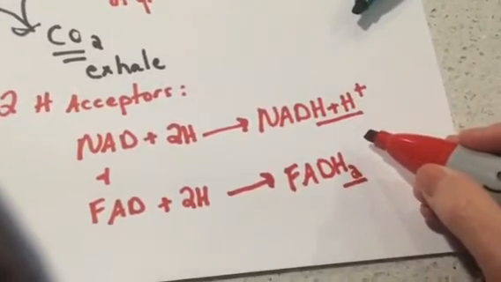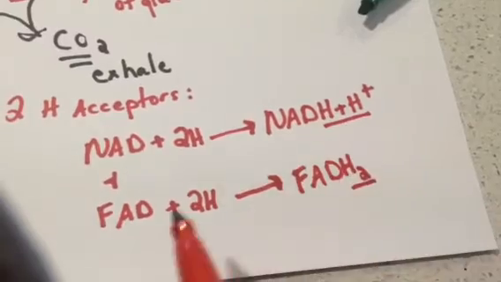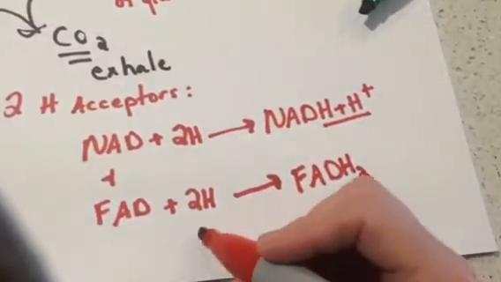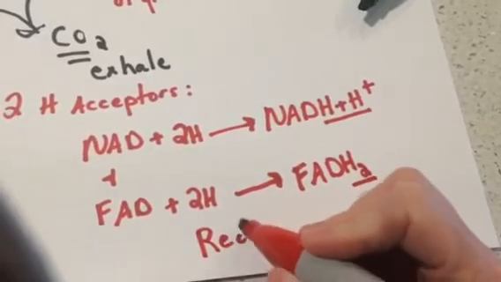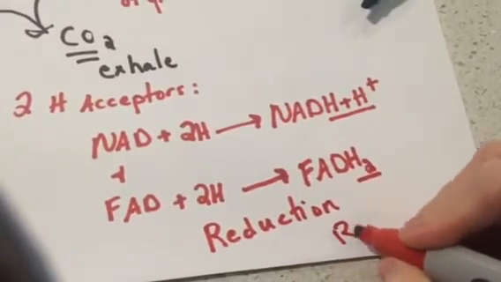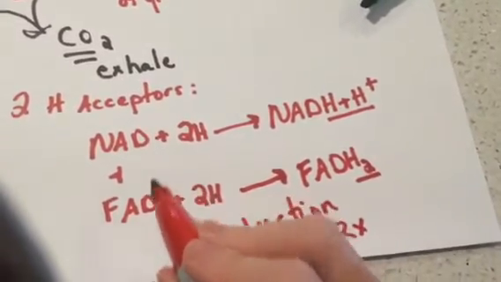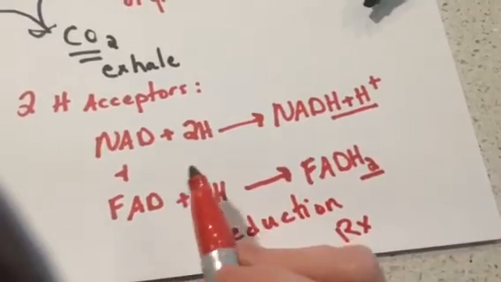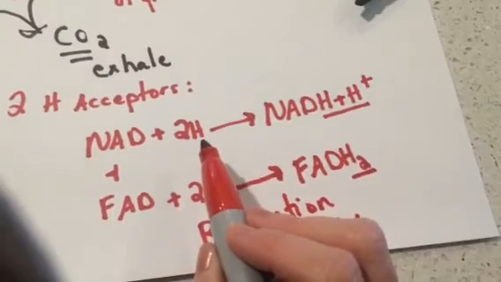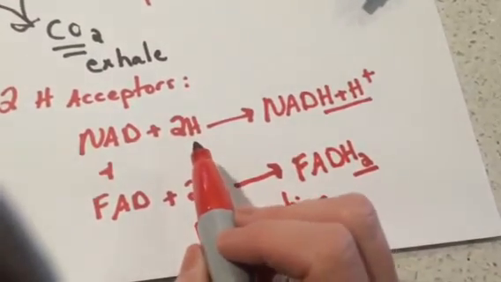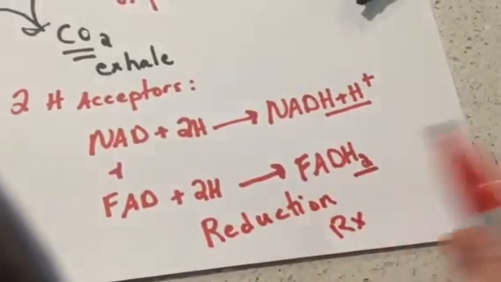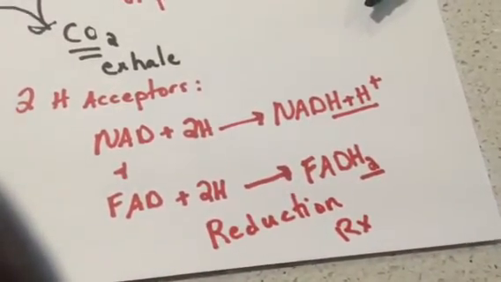So what we've done here with both of these reactions, these both represent reduction reactions, right? We have reduced NAD and we have reduced FAD, because anytime something accepts hydrogen, that's a reduction. A reduction is a gain in hydrogen or a gain of electrons. So, all right, so that's the very beginning process in aerobic respiration.